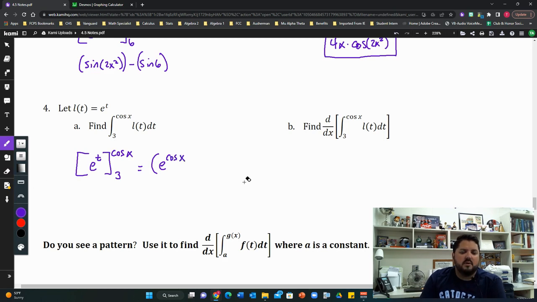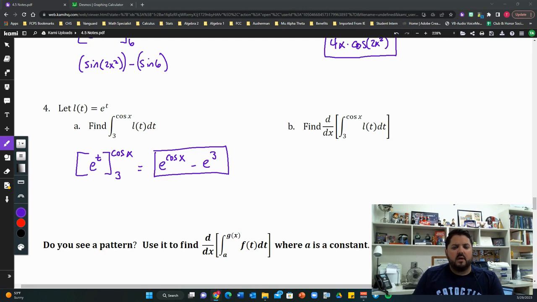Actually, I don't need parentheses here. Minus my f of a would be e to the third. So there's my equivalent form. Now we'll take our equivalent form and take the derivative of it.